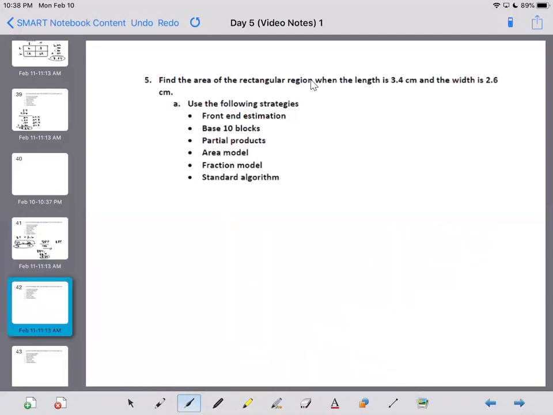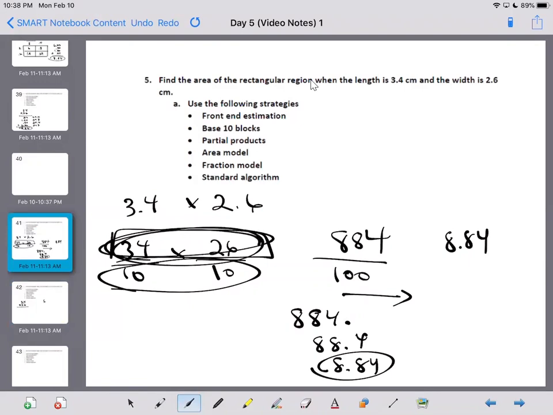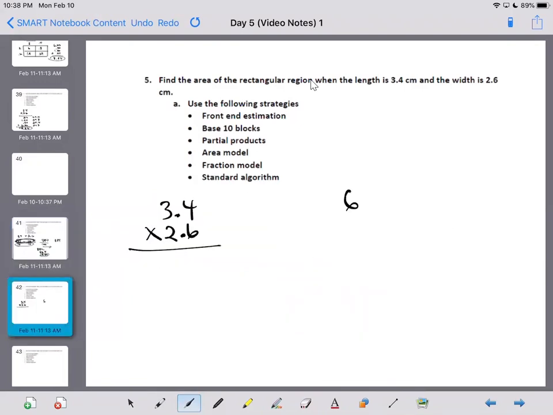That leaves you the standard algorithm. So 3 4/10 multiplied by 2 6/10. So again, this is tied to your fraction model. You know that this front end here of 3 times 2, we know it's going to be somewhere around 6. So if we multiply 34 by 26 like we did over here, we know we're going to get 884. So what we could do is multiply it normally, but just know that we're going to have to divide by 10 and 10 again.